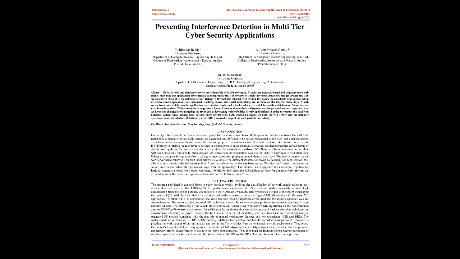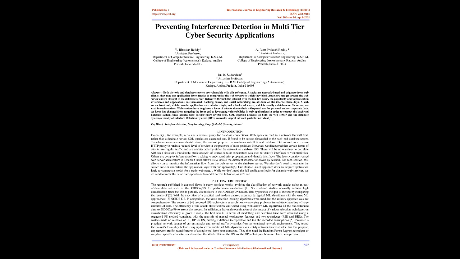1. Introduction: GreenSQL, for example, serves as a reverse proxy for database connections. Web apps can bind to a network firewall first, rather than a database server. SQL queries are examined and, if found to be secure, forwarded to the back-end database server. To achieve more accurate identification, the method proposed combines web IDS and database IDS, as well as a reverse HTTP proxy to retain a reduced level of service in the presence of false positives.